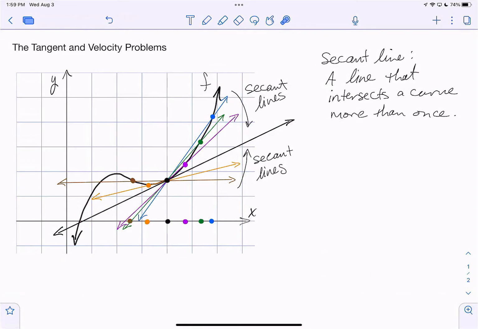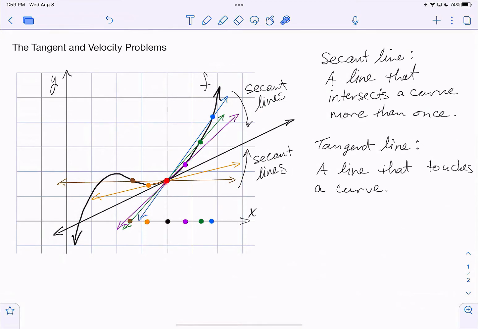If we did this same process with a point way over here, then I might be able to come up with a line here that only intersects the curve one time, right? So we demand that a secant line has to intersect more than once. A tangent line may or may not, but I'm less concerned with what happens out here than what happens near the point of interest, what I've been calling the anchor point. And so we're going to say that a tangent line is a line that touches a curve.